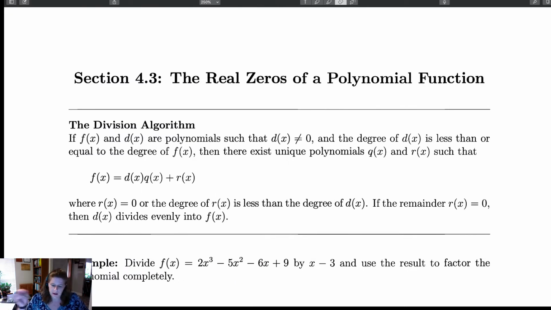Hello everyone. Today we're going to be working on section 4.3, which is the real zeros of a polynomial function. Next section we'll be working on all zeros of a polynomial function, but for 4.3 we're only looking at ones that are real numbers. So we're going to be working today on all of the things needed in order to find zeros of a function and factor a function.